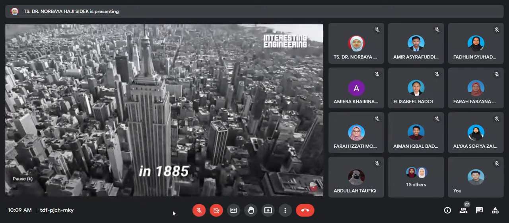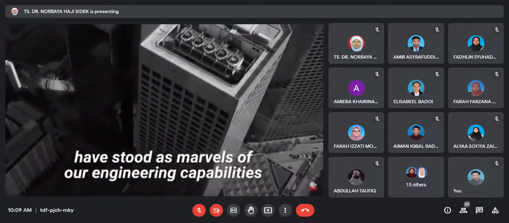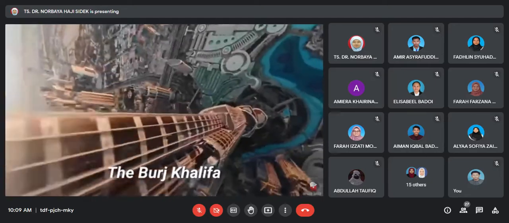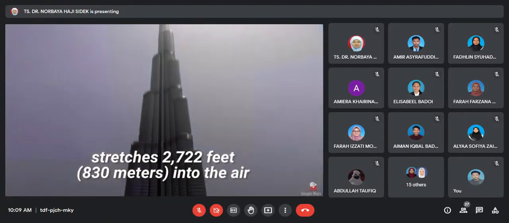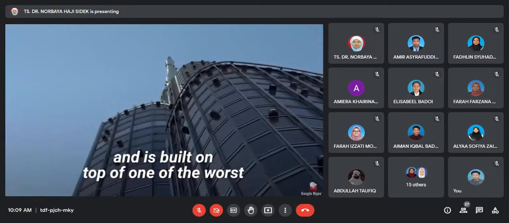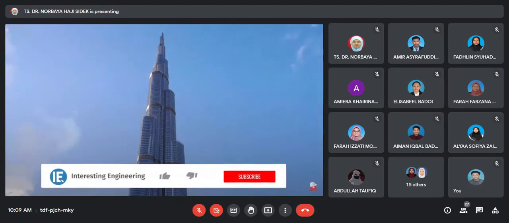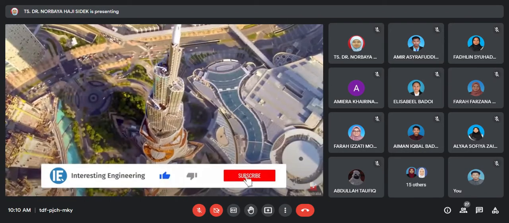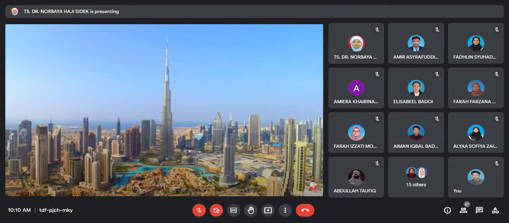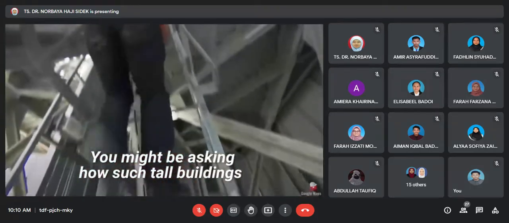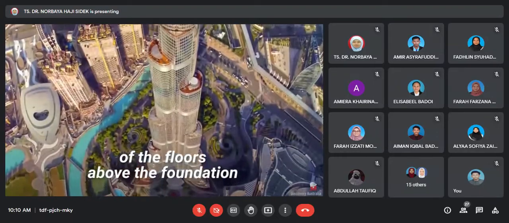The first modern skyscraper was built in 1885, and since then, these monoliths of architecture have stood as marvels of our engineering capabilities. The Burj Khalifa, the world's tallest skyscraper, stretches 2,722 feet into the air and is built on top of one of the worst foundations in the world, sand. Its construction required 192 steel piles, each 164 feet long, and a foundation made from 110,000 tons of concrete. You might be asking how such tall buildings are prevented from falling over in high winds or tilting under the force of the floors above the foundation.